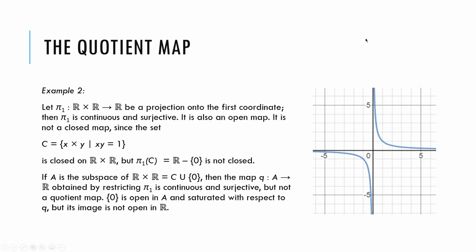Okay, so now that we know why C is closed on R cross R, we go back to our example, and pi 1 of C would be R minus 0, since basically no point which lies in X or Y would be on this graph. So R minus 0 is our pi 1 of C, and it is not closed because 0 itself is not an open set on R.